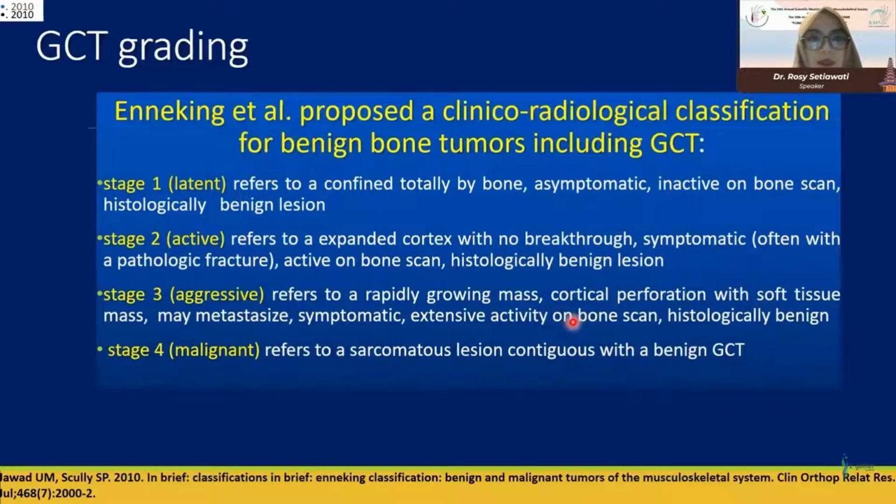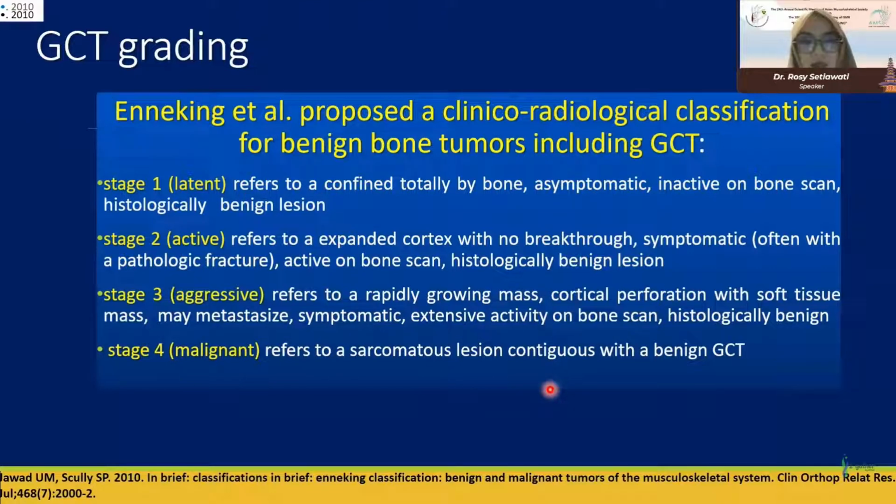And Enneking et al. made a clinical radiologic classification of the GCT. Stage 1, latent, refers to a confined, totally bony, asymptomatic lesion, inactive on bone scan and histologically benign. And stage 2, active, refers to an expanded cortex with no breakthrough, symptomatic with pathologic fractures, active on the bone scan and histologically benign.